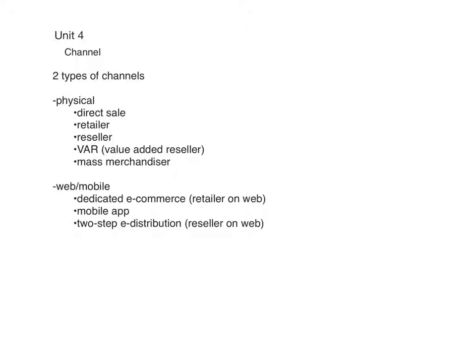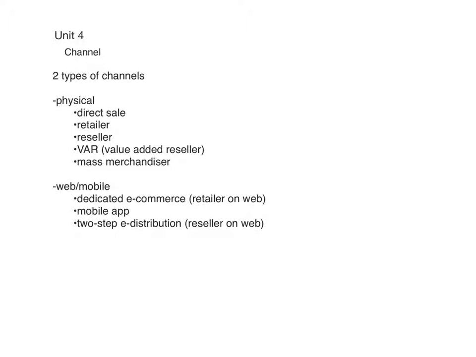Direct sale is the business owner or friends selling products by themselves. The retailer is your own stores for your product, and the reseller is the other stores that give you a shelf to sell your products, such as CVS and Walgreens. Then the VAR is a value-added reseller. Like Giant, they put the label Giant but sell others' products. The mass merchandiser is like Costco, which sells a lot of stuff together.